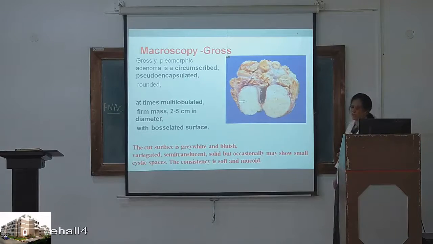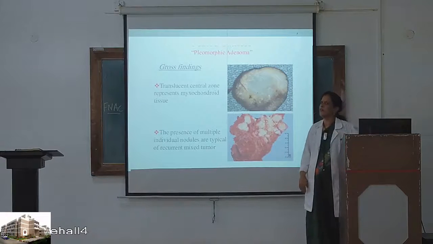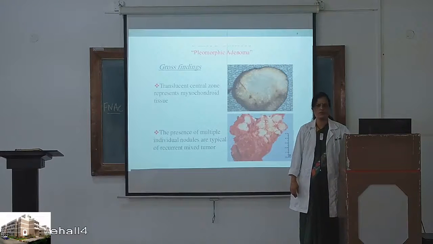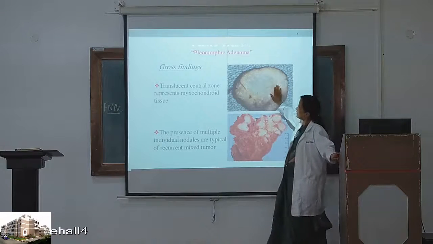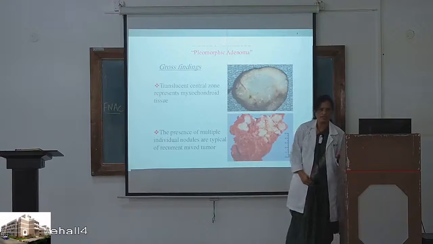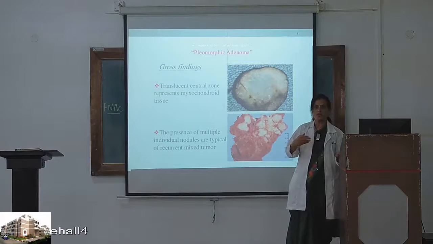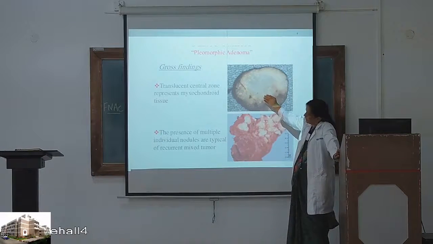So sometimes the cut section is bluish. That is when cartilage is there. Or it can have a variegated appearance, semi-translucent also. Okay. Does this differ from the previous two cut sections that you saw? Yes. So here, look at the translucent central zone, slightly bluish, right? It's a myxoid stroma or even chondroid that has a typical appearance like this.